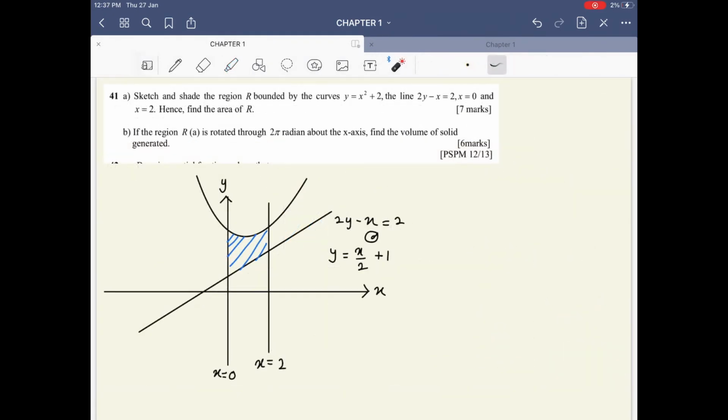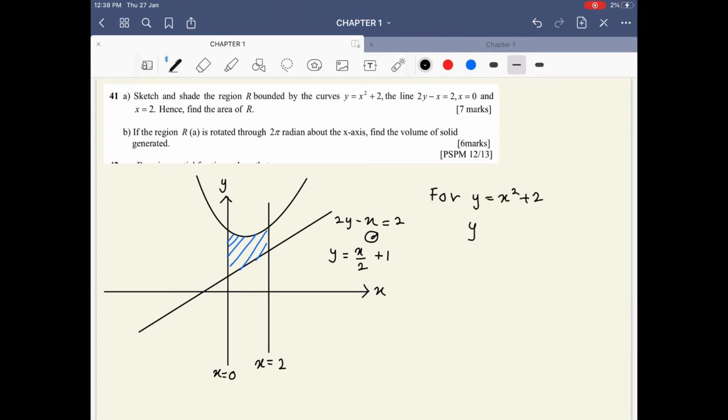Okay, now let's try question 41b. Okay, we're going to do the revolution of 2 pi radian, or 360 degrees, about the x-axis. So our integration will be with respect to x. Okay, so the graph is the same, it's just that we are going to do the revolution, right?